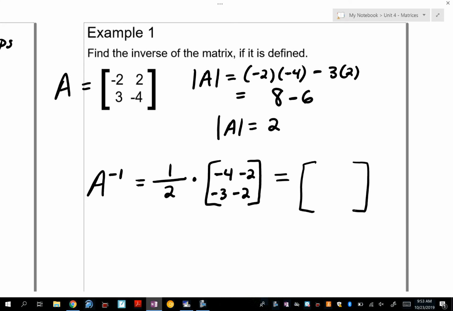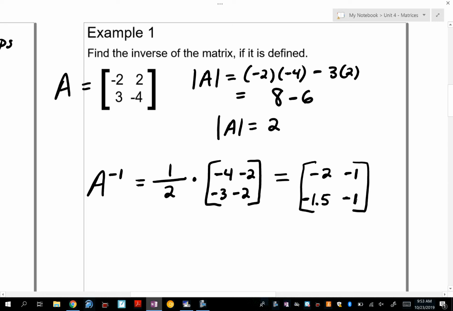Do you see these 4 numbers? A lot of students think that that's the inverse. That's not the inverse. You take these 4 numbers and you divide by 2. Every single number. So that's going to be -2, -2 divided by 2 is -1. Negative 3 divided by 2 is negative 1.5, or a fraction, negative 3 over 2. Negative 2 divided by 2 is negative 1.